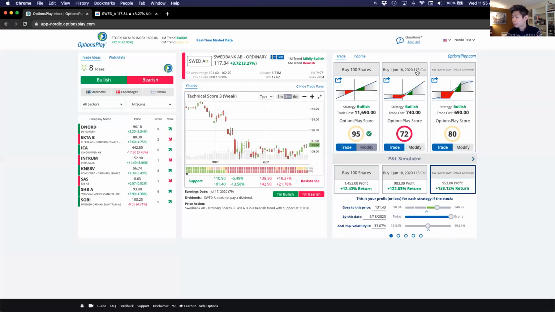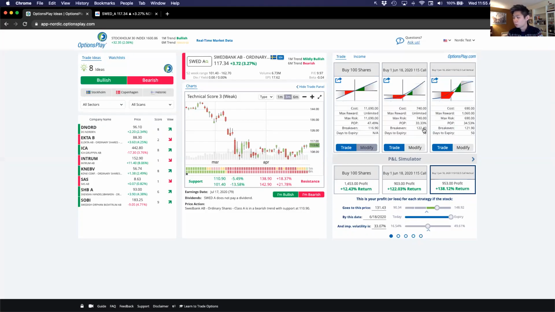So remember, if I buy a call option here, the 115 call, and I'm paying 740 crowns, that means I think that the stock by June 18th, which is 50 days away, will be 7.4 crowns above 115. So what is that break-even price? It's 122.41. Now I said that if this stock breaks above 117, I could see this rallying up to that 132 level and filling that gap.